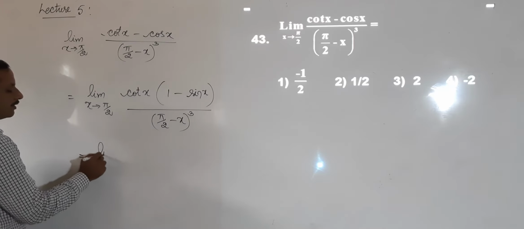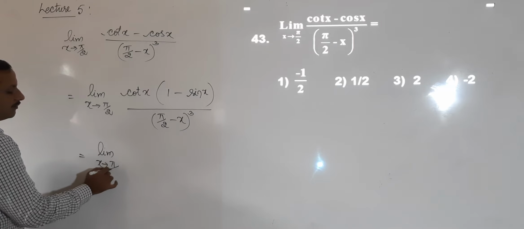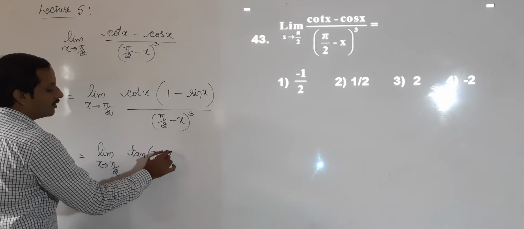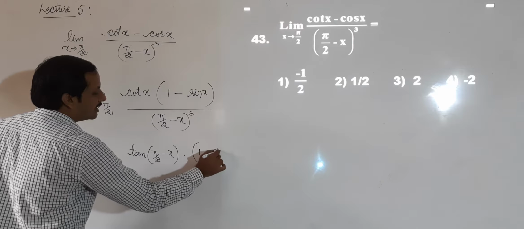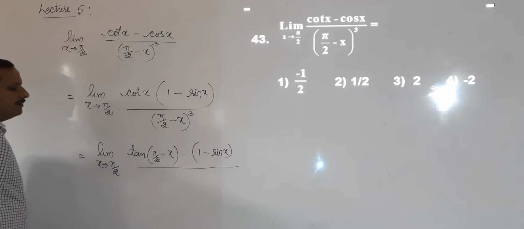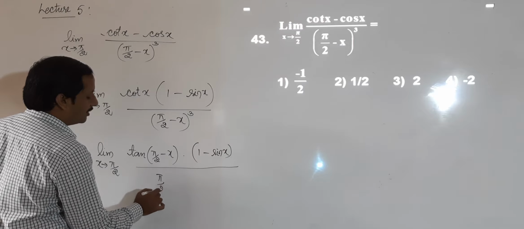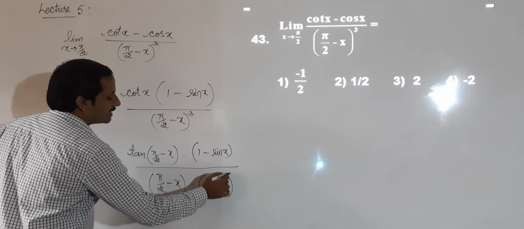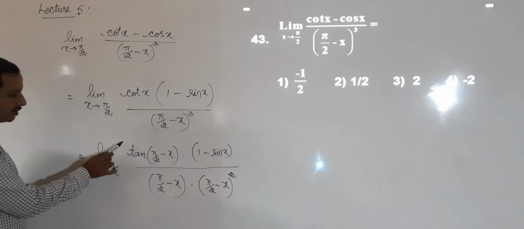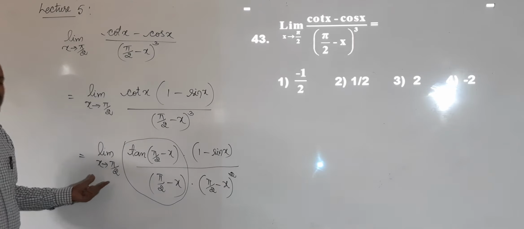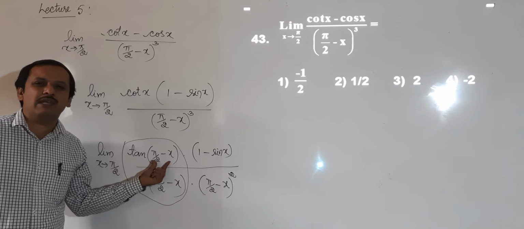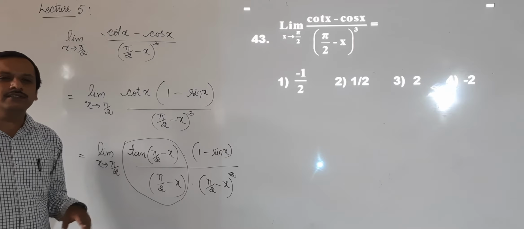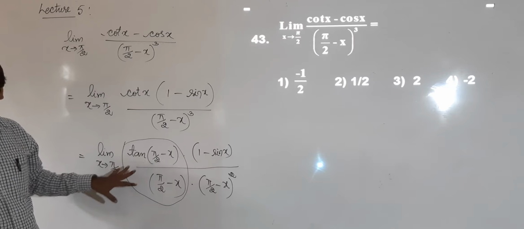That's equal to limit x tends to pi by 2. I will write cot x as tan of pi by 2 minus x, into 1 minus sin x, divided by this pi by 2 minus x whole cube. Here I will write pi by 2 minus x into pi by 2 minus x whole square. You just observe this. As x approaches pi by 2, this pi by 2 minus x will approach 0. So this is as good as limit theta tends to 0 tan theta by theta. That is equal to 1. This expression will become 1 as x tends to pi by 2.